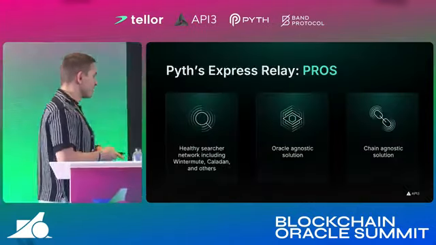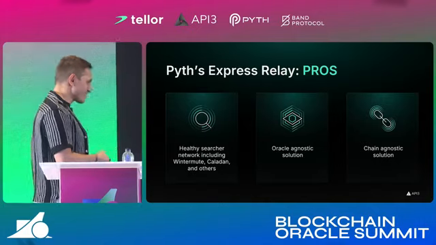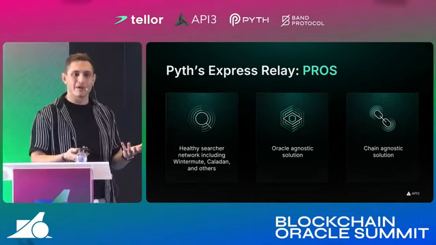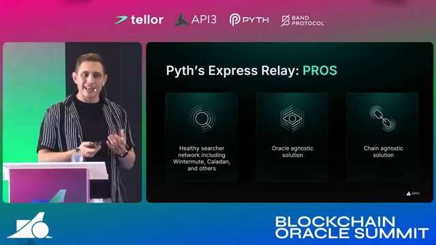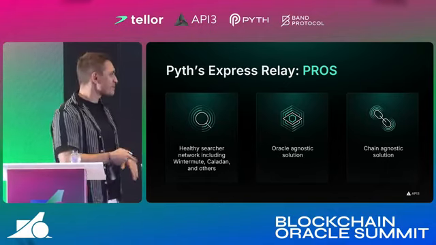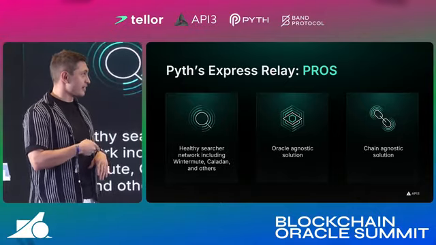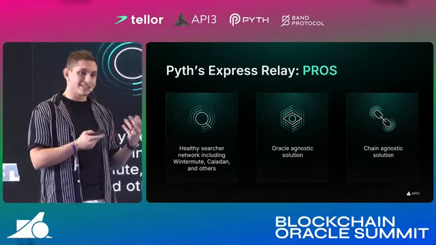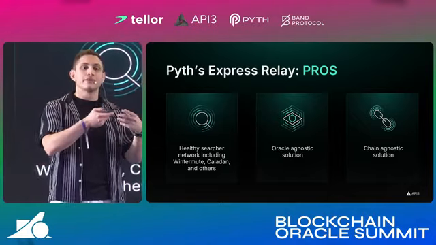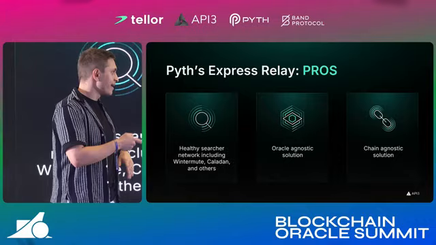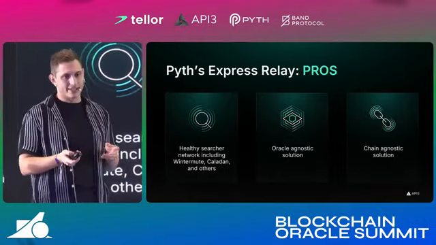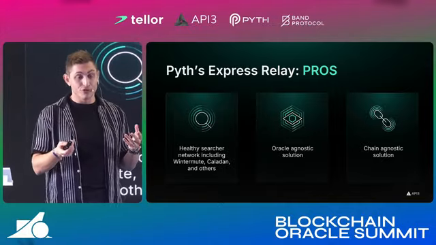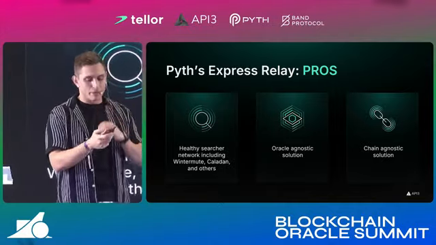Pros of this. Again, I'm saying this for the third time. It has a healthy network of searchers, Wintermute, Caladan, and so on. PIF is very well connected, so a lot of the big players have integrated this. So you will have a lot of buyers for your opportunity. It's Oracle agnostic because it doesn't sell the right to a specific Oracle update or anything else. What it sells is the right to execute an opportunity that was reported to them. And thus, it's also chain agnostic. It doesn't really care where you run, as long as they can sell the right to the opportunity and execute on that right that somebody might buy.